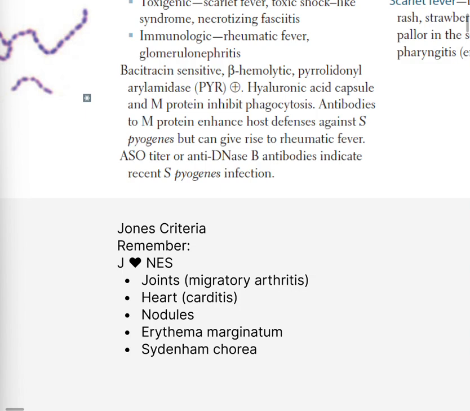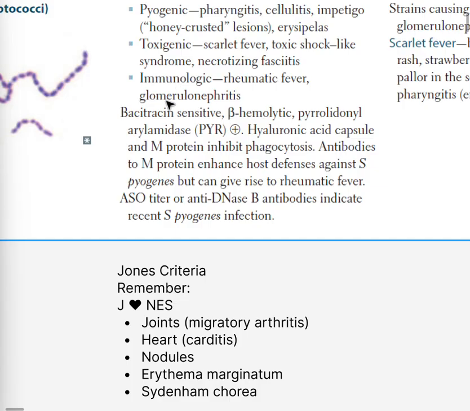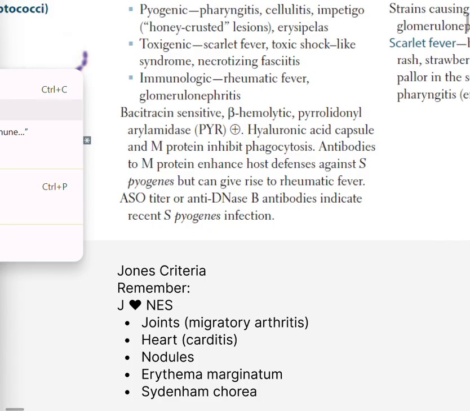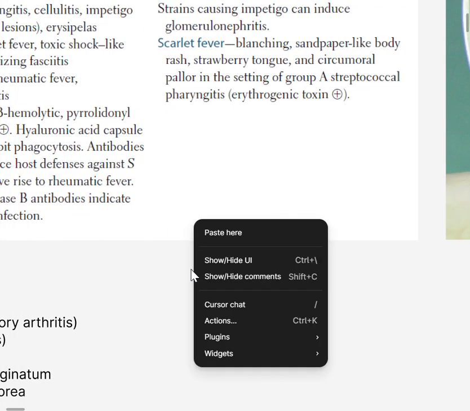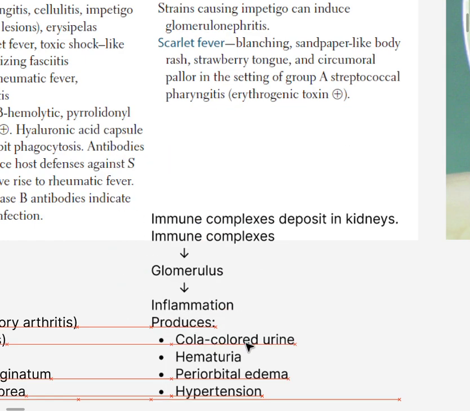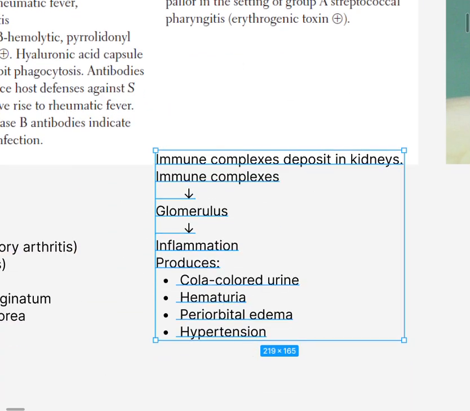Then you also have post-streptococcal glomerulonephritis. This is another kind of immune-mediated disease, which can occur after pharyngitis or impetigo, not like rheumatic fever. Rheumatic fever only occurs after strep throat, classically. The mechanism is that immune complexes deposit in the kidneys, right? It produces cola-colored urine, hematuria, periorbital edema, and hypertension. That's your glomerulonephritis here.